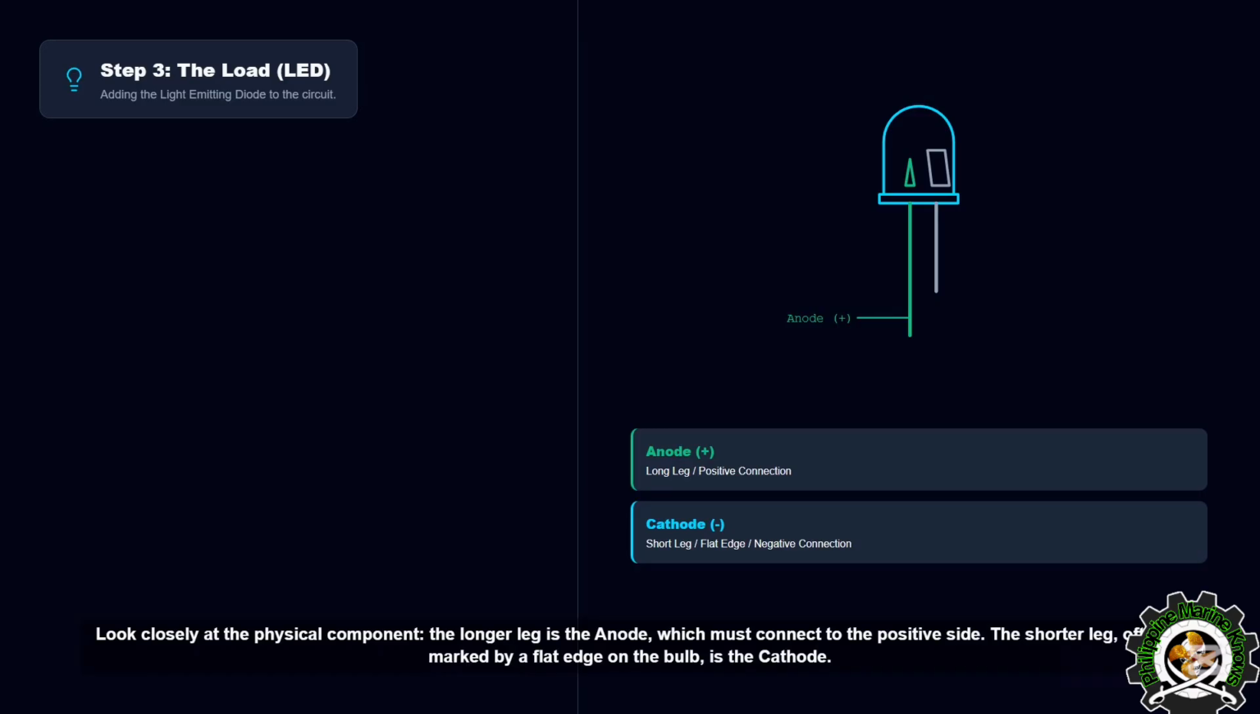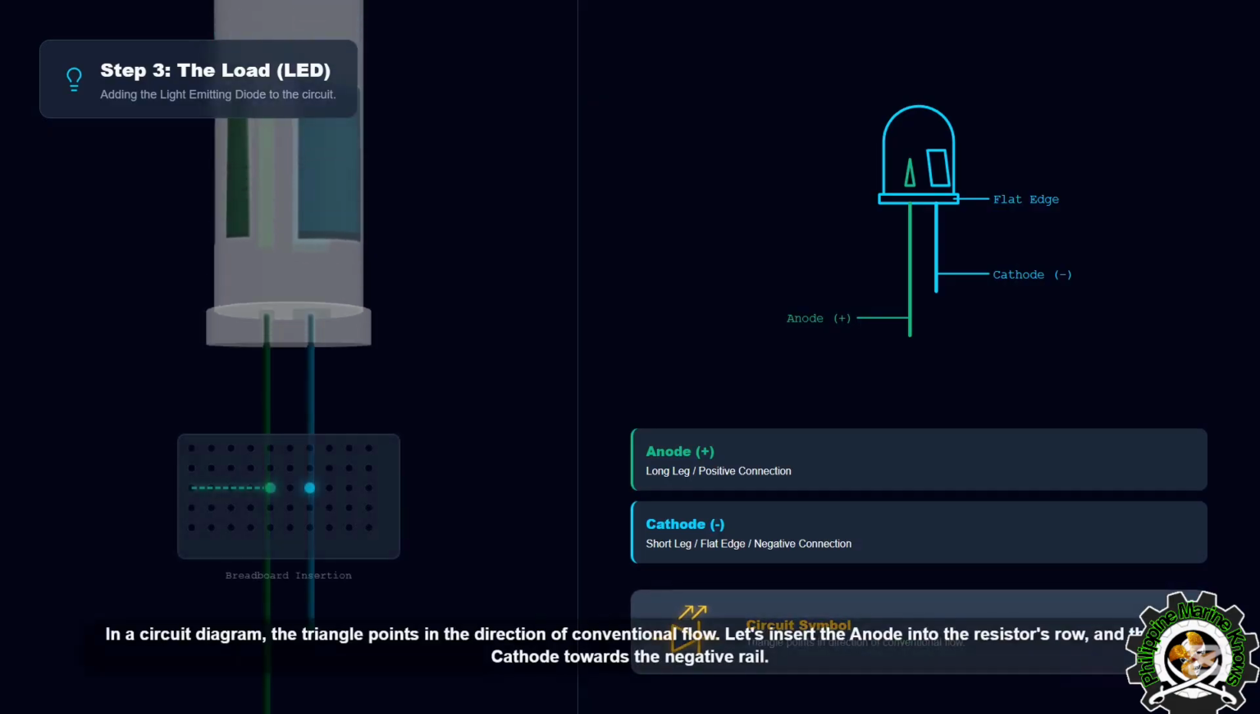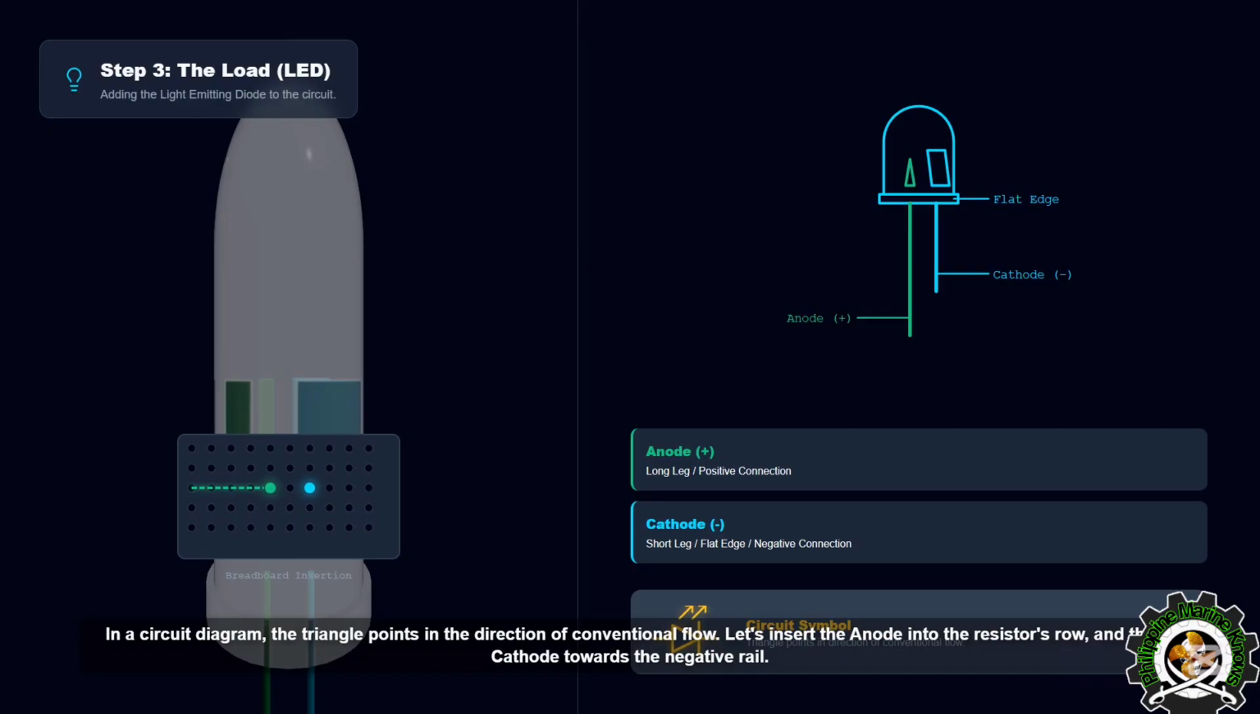Look closely at the physical component. The longer leg is the anode, which must connect to the positive side. The shorter leg, often marked by a flat edge on the bulb, is the cathode. In a circuit diagram, the triangle points in the direction of conventional flow. Let's insert the anode into the resistor's row and the cathode towards the negative rail.